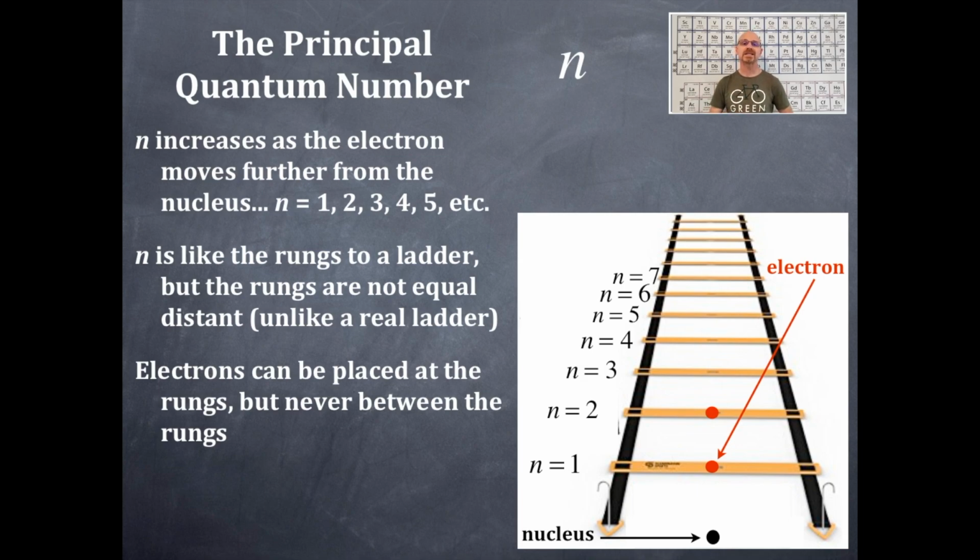The greatest distance is between n equals 1 and n equals 2. That is the largest gap between rungs.